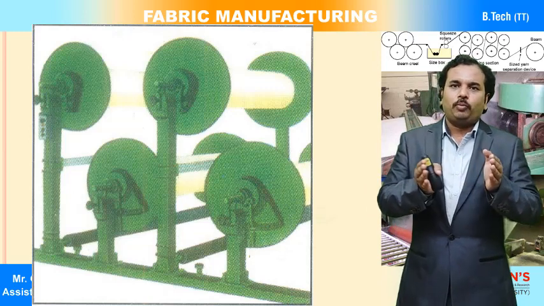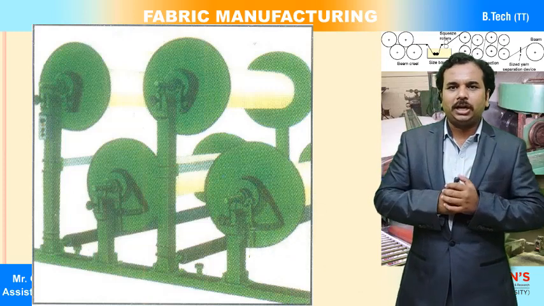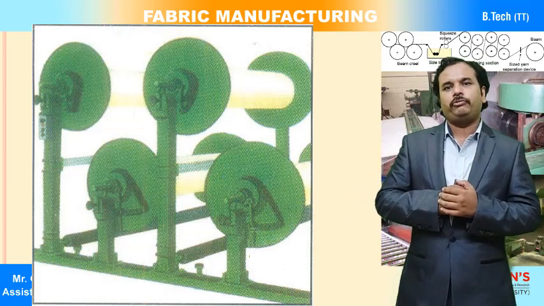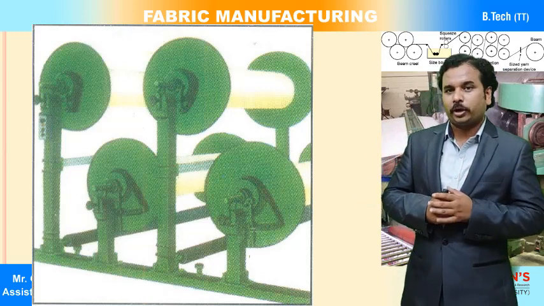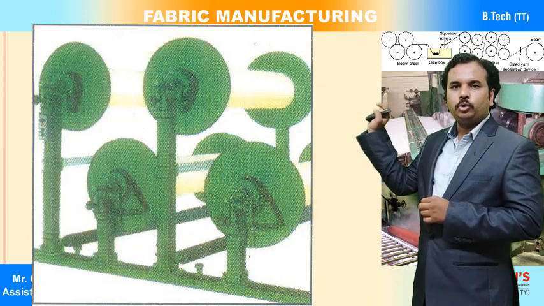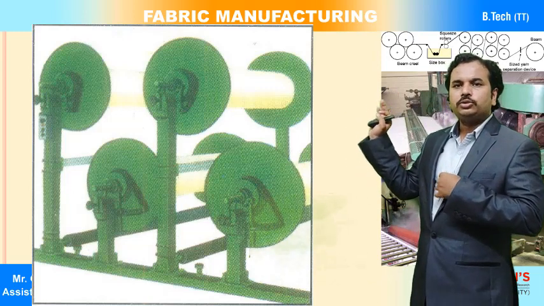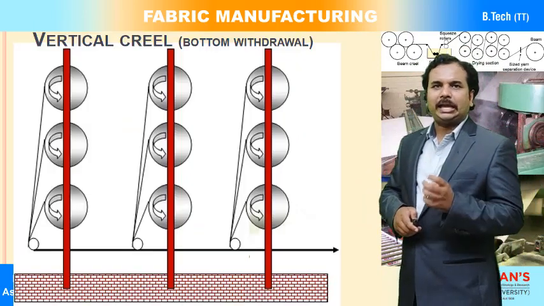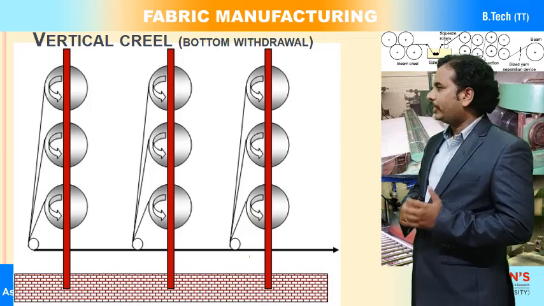Otherwise, what will happen? One beam you kept like this and one beam you kept on the other side. If you displace the beams, then you will not get a uniform warp sheet in the weaver's beam. That is why the arrangement of beams in the creel is very, very important. And you can see there are bearings to rotate the beam freely. So this is how the over and under creel looks. And the second category, that is the vertical creel. These vertical creels are classified into 2 categories.